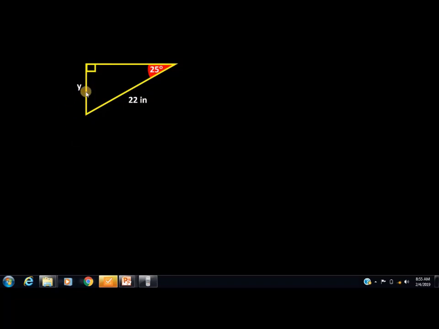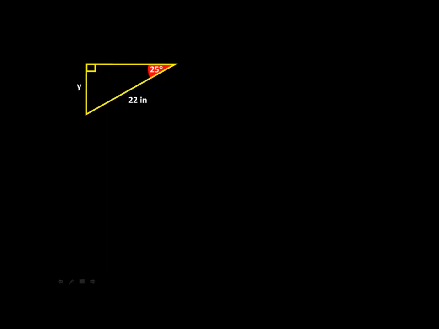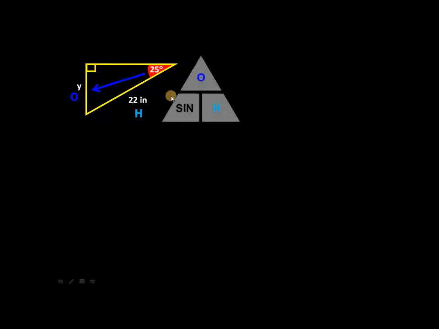In this question, we need to calculate the value of y to 1 decimal place. Y is equal to the opposite of angle 25, so we write opposite. The number in the question is 22, and that's the longest side. The longest side is hypotenuse, letter H. Opposite and hypotenuse is the triangle sine. We want y. Y is up, so we need to multiply sine by hypotenuse to get the answer.